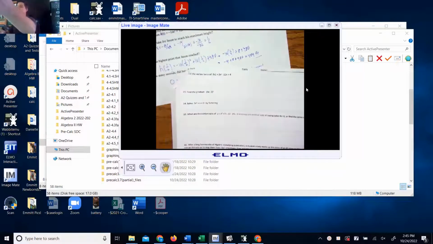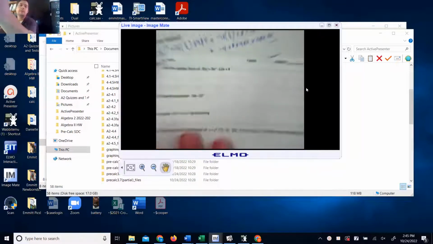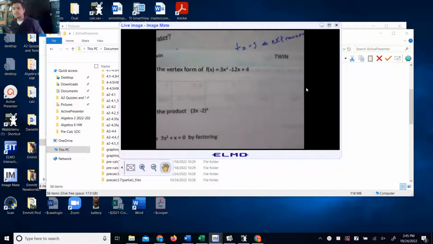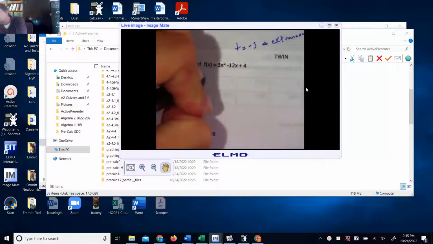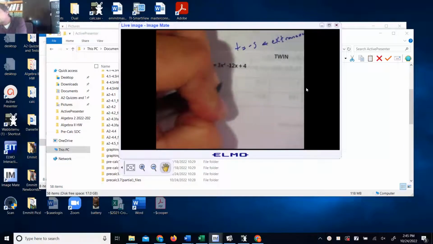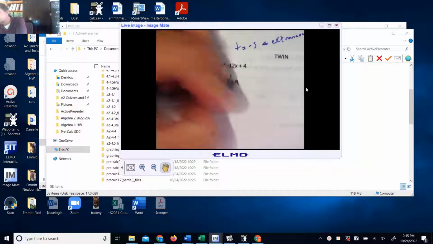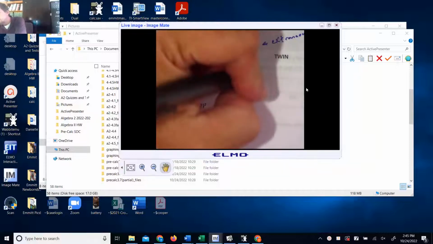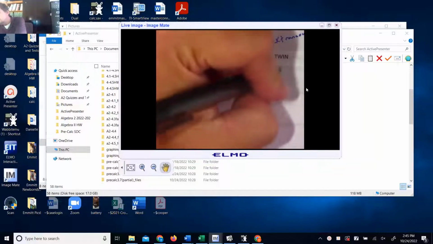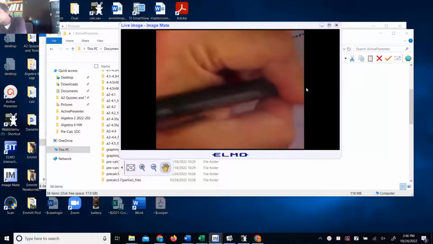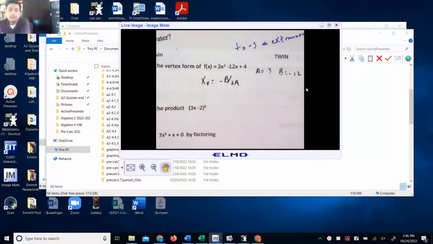Kind of at the top here, almost cut off, but you're supposed to find the vertex form of 3x squared minus 12x plus 4. So I know that the x-coordinate of the vertex happens at negative b over 2a. By the way, a is 3, b is negative 12, and c is 4. So I'm just going to plug all of that into it.